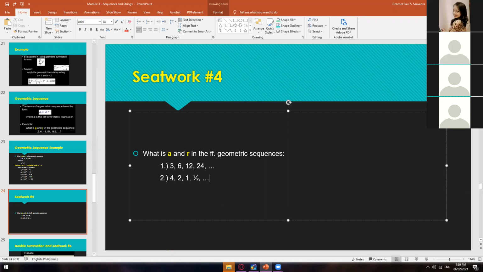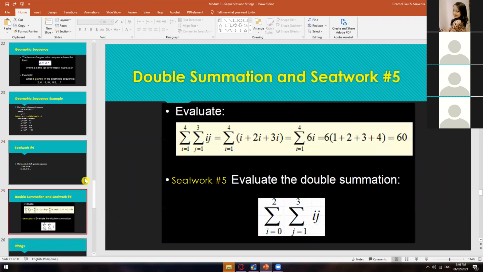Anyway, so we have here the double summation and then the seat break number 5. Okay, so for double summation, this one is super easy. So the same concept with single summation. Okay, so all you do is follow these steps. Initially, you will be given this kind of format. That's why it's called double summation. And of course they have their own range. So for this one, we have i to its maximum limit, and then we have the j to its maximum limit. So 1 to 4 and then 1 to 3.